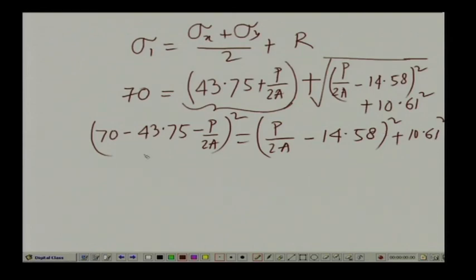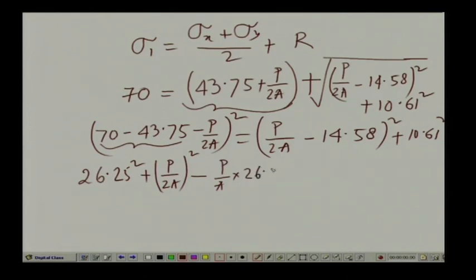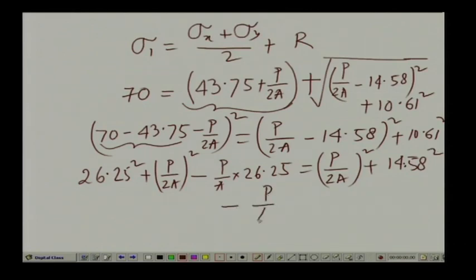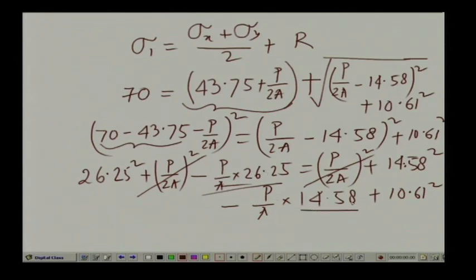Now, this part if you compute, you will have 26.25 minus P by 2A, squared. If I expand this, we will have 26.25 squared plus (P by twice A) squared minus 2 of these two terms, which is P by A into 26.25, equal to (P by 2A) squared plus 14.58 squared minus P by A into 14.58 plus 10.61 squared. Now, as you can see, the (P by 2A) squared term gets cancelled, and if you take this on the other side, you have P by A into (26.25 minus 14.58), and the other terms we can combine together.